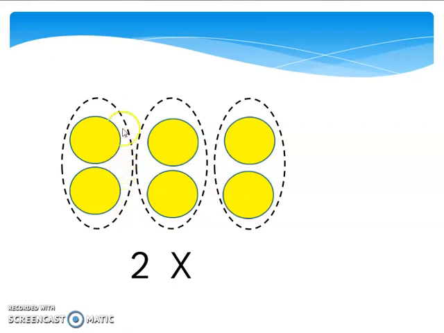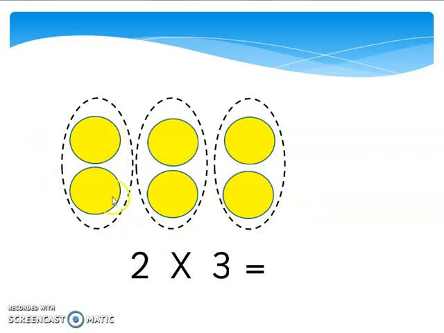Would you like to count with me? 1, 2, 3. We have 3 sets with us. Now 2 multiplied by 3, or we can say 2 times 3 equals, what's the answer? So dear students, how will we get our answer? Would you like to help me?